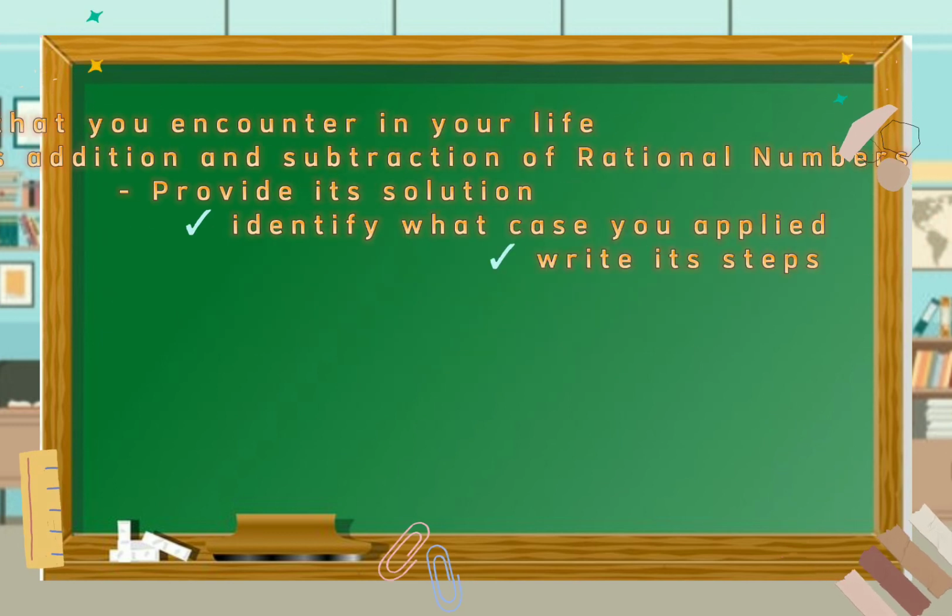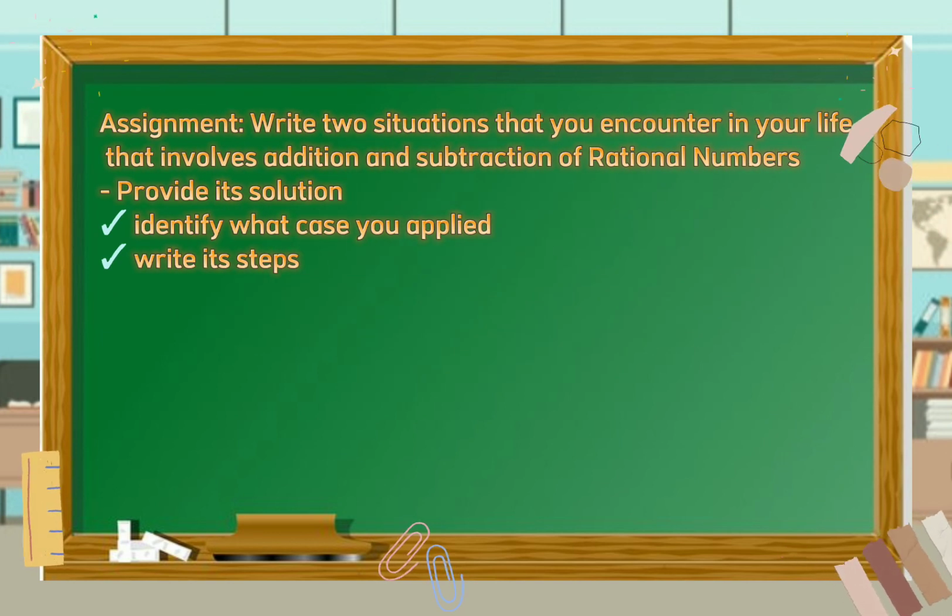So for your assignment, write 2 situations that you encounter in your life that involve addition and subtraction of rational numbers. Provide its solution, identify what case you apply, and write down its steps.